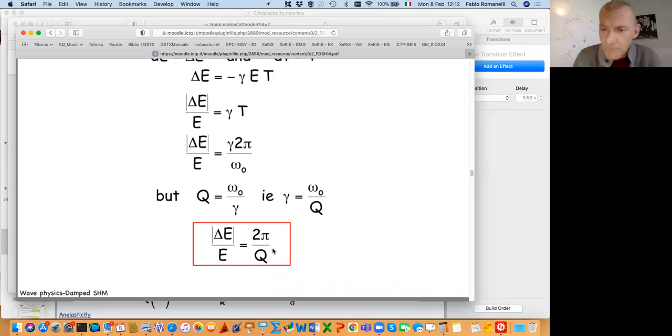Now, for natural systems, Q is not infinite, of course. But if you're not studying a damper for your car, for active suspensions, but the Earth or the pendulum with which we are measuring time, actually Q is relatively high. Could be 1,000, could be some hundreds. But that's the Q definition.